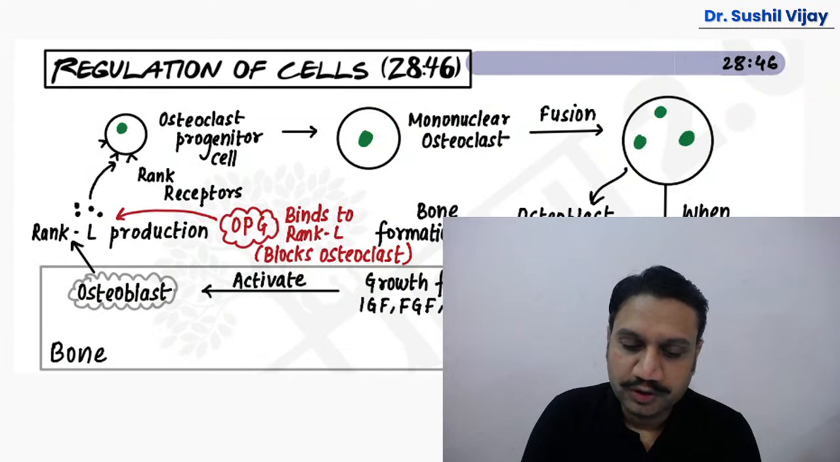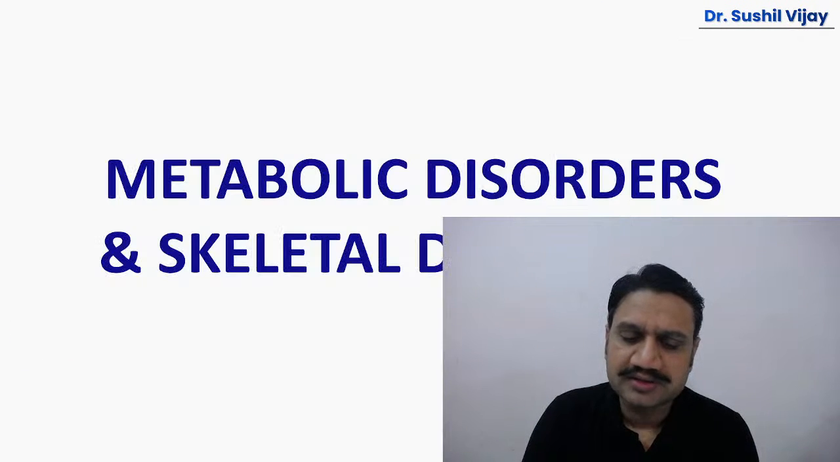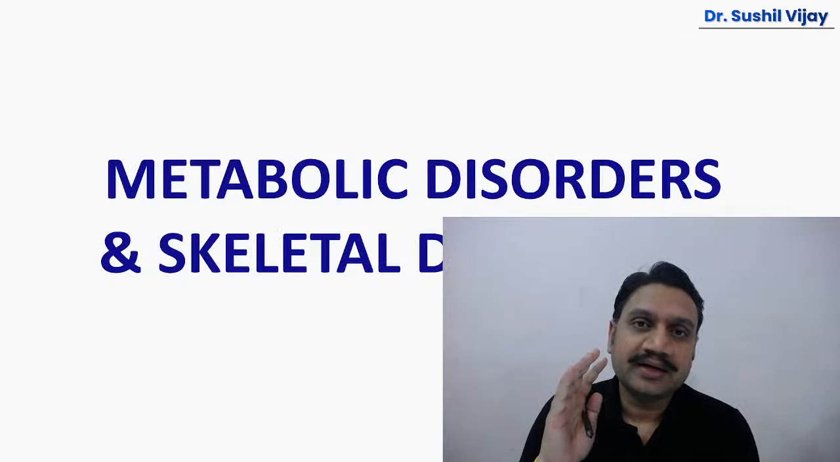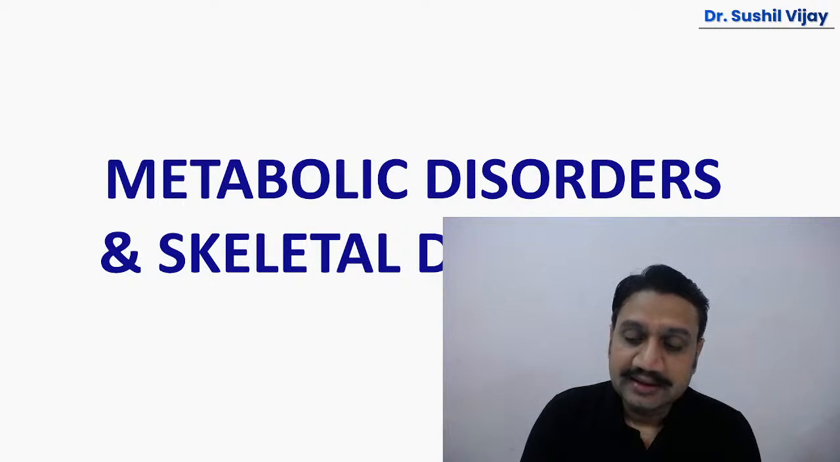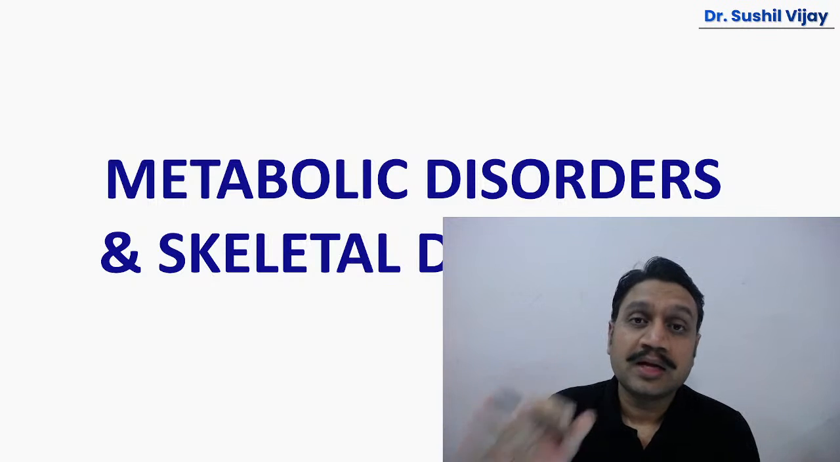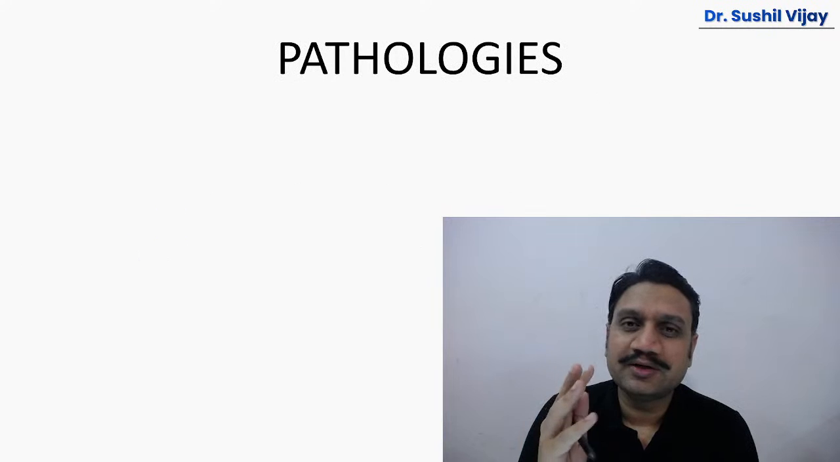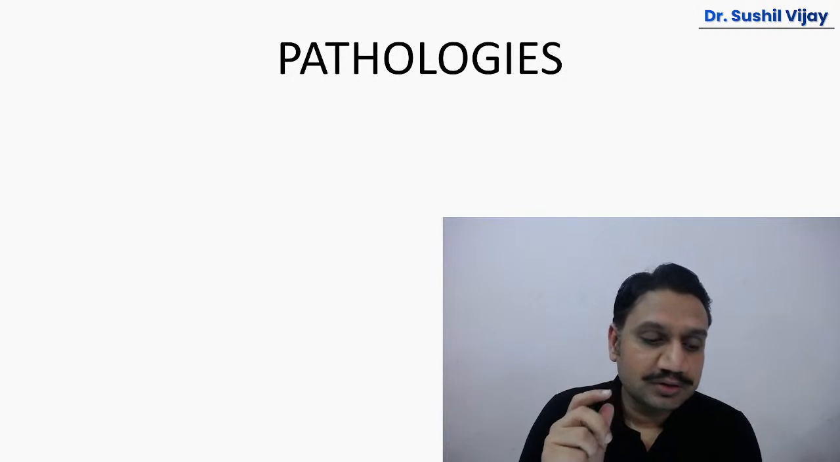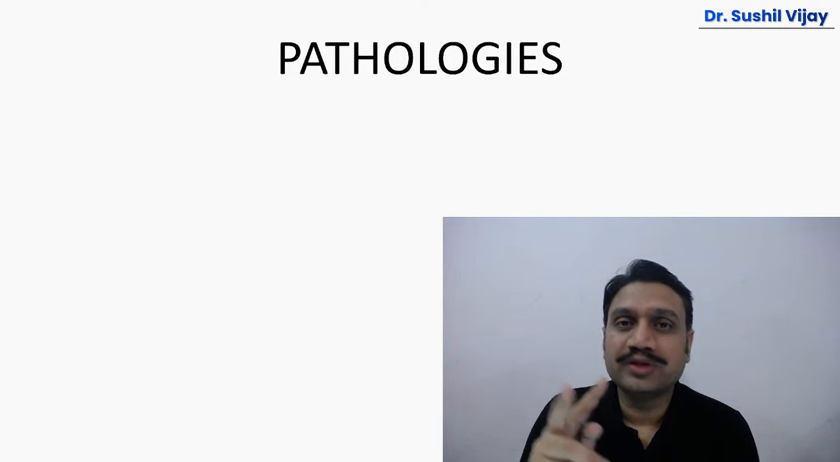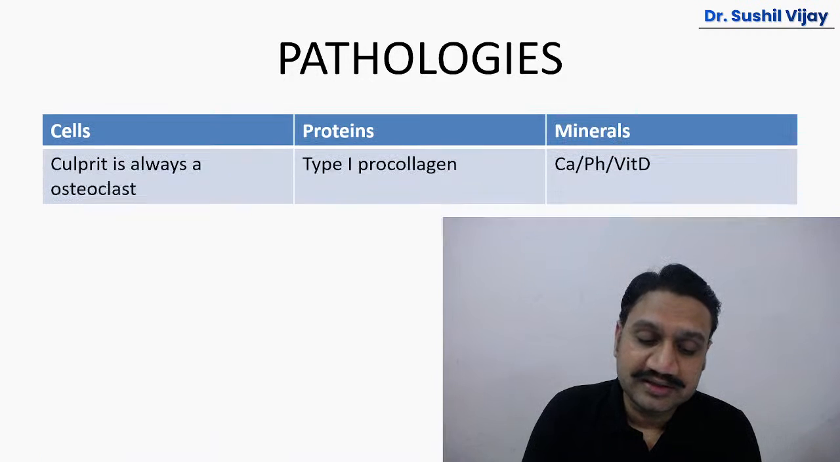Now, when you talk about the different types of metabolic disorders, you must have clarity in your mind about how the metabolic disorders are related to the very basics of the bone. You know that bone is made up of three components, or two components, we said: the organic and inorganic. So the cell and its protein with the mineral are the three components which make the bone. Now how are these three components related to the pathologies? Let's see that as well.